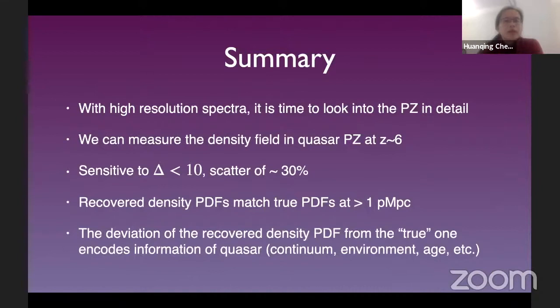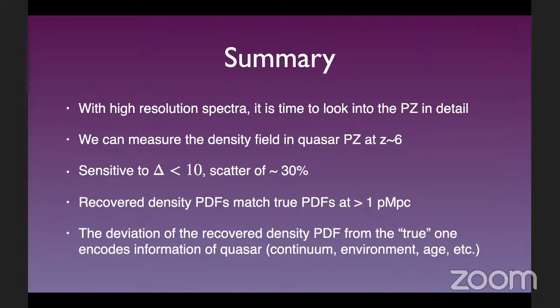And the last point I want to mention is that now that we know we constrain the cosmology quite well, so we can model the true density PDF very well. And by comparing the recovered density PDF to the true, we can constrain more quantities of the quasar itself. For example, their intrinsic spectra and their environment and age and so on.